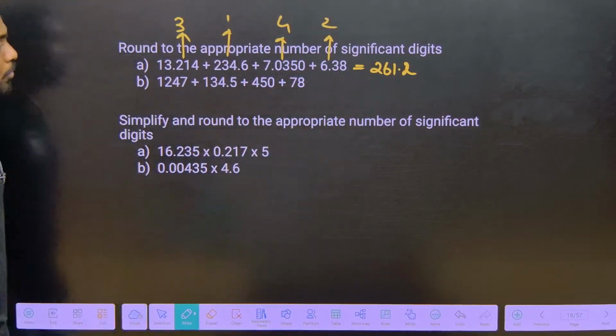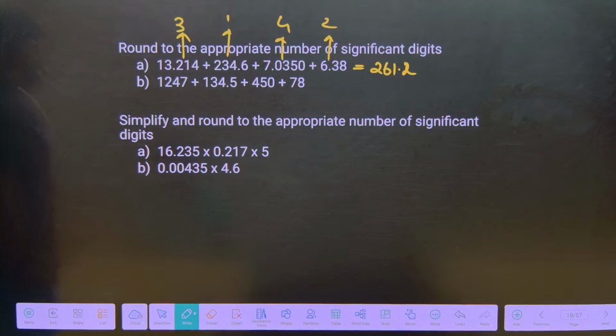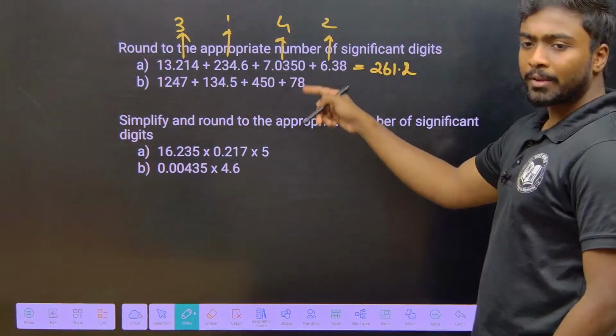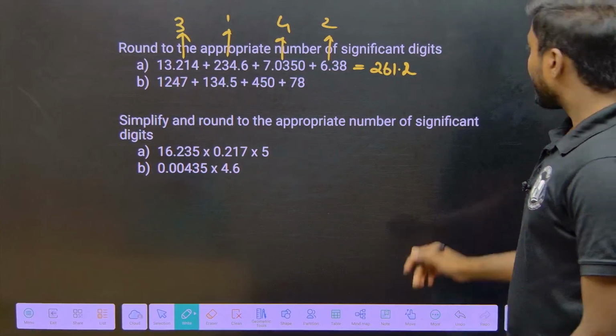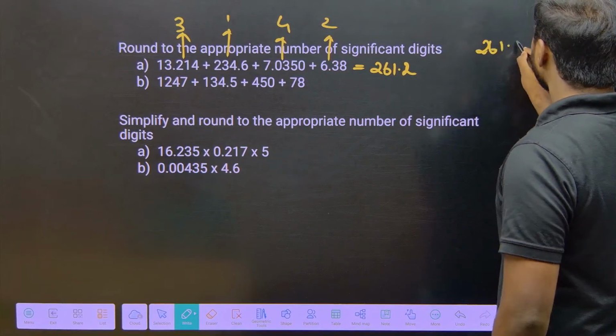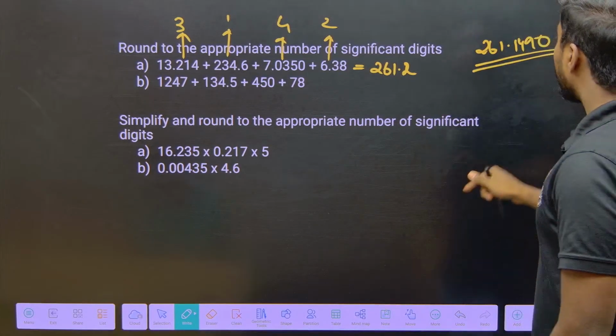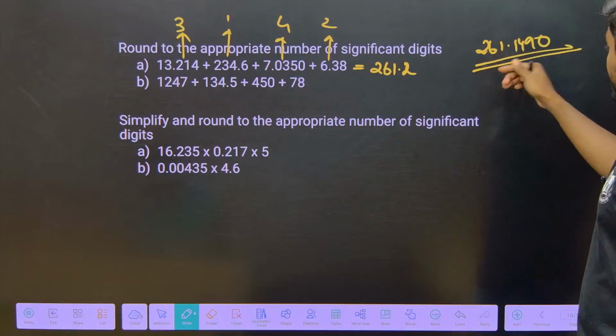Now what should I do? 261.2. That's the answer. The answer is only this one. It will be extra, like 261.1490. This is the answer you are getting, right? But this is the versional answer. You need to check the versional answer now.